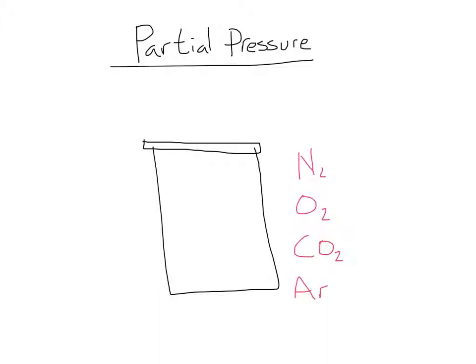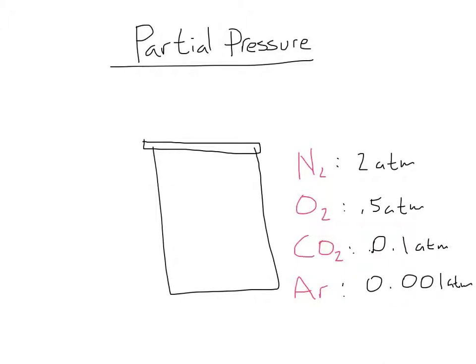Let's say, for example, that the nitrogen has a pressure of 2 atmospheres inside of this jar, and the oxygen has a pressure of 0.5 atmospheres. Carbon dioxide, we'll say, is 0.1, and the argon is 0.001.